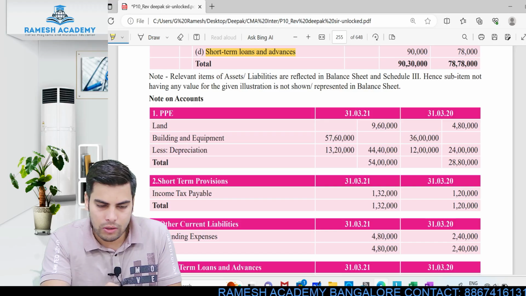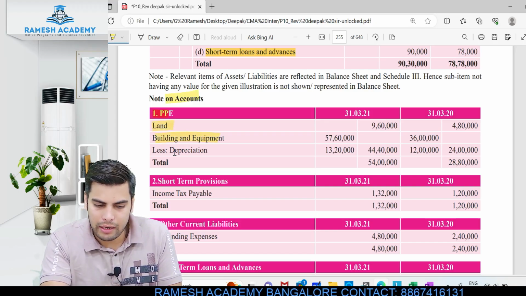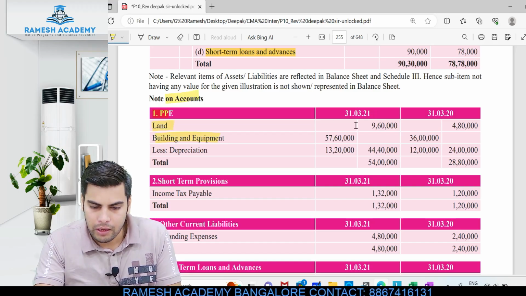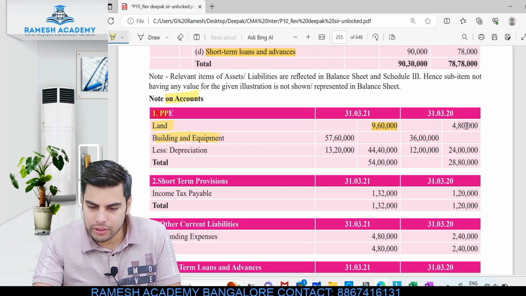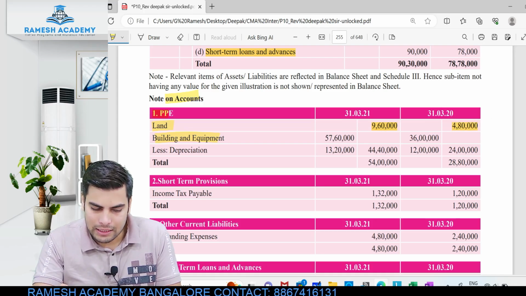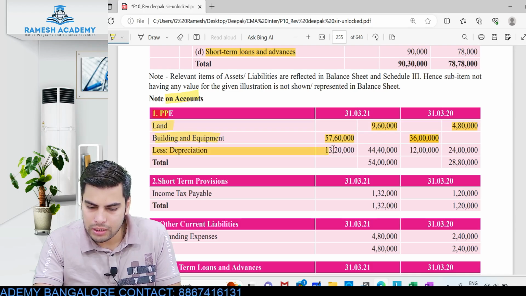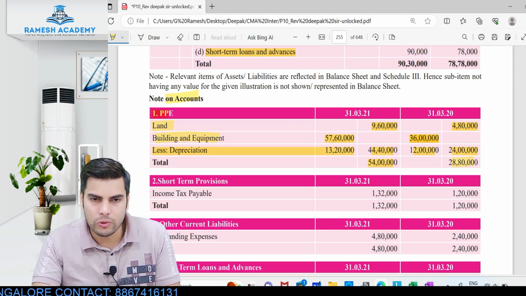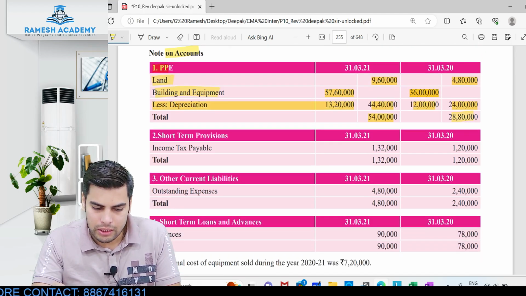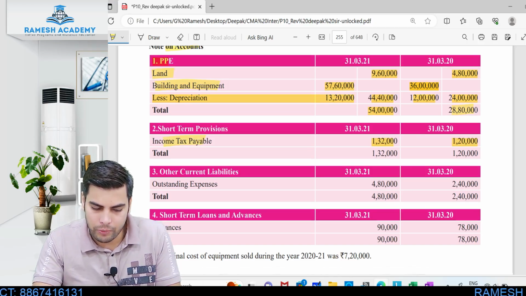Look at these notes to accounts. Property, plant and equipment: we have got two assets, land, and building and equipment. Land will not be charged any depreciation. Previously we had 4 lakh 80,000, now it is 9 lakh 60,000 rupees. And then building, 57 lakh 60,000, on which we have charged depreciation. This is the closing balance. In the same way they have shown it for the last year also. All right. Then short-term provisions: we have got income tax payable, 1 lakh 32,000 and 1 lakh 20,000.